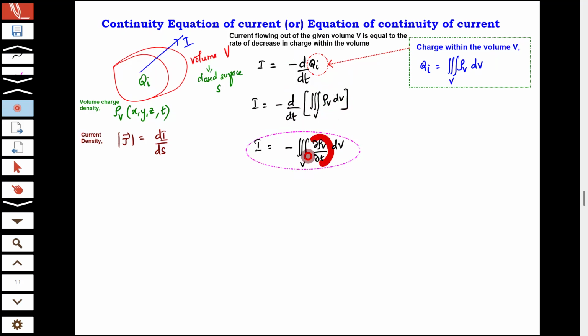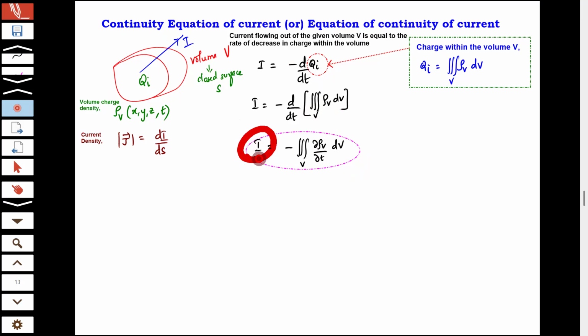So this d by dt is applicable only to rho v, and we write it as a partial differentiation because the volume charge density is a function of x, y, z and also time. When we consider the current flow, the charge concentration will change with respect to time, thereby producing the current. So rho v is a function of x, y, z and also time t, and the differentiation is only with respect to the time parameter. We are differentiating rho v partially with respect to time. So current I can be given as minus the volume integration of dou rho v by dou t dv. This is the expression for the right-hand side in terms of charge density.